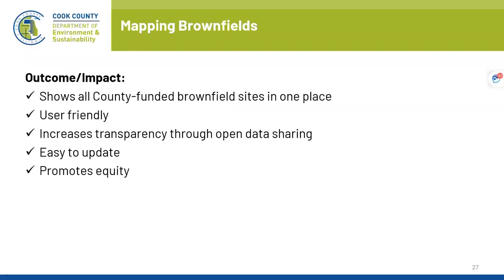Getting toward the end here, what's the outcome and impact? This shows all county-funded brownfield sites in one place. Rather than having it divided over multiple tabs, you can really see the distribution of the different sites that we've worked on and where they are geographically distributed in the county. We think it's user-friendly, a little bit easier to use than version 1.0, and it also includes instructions and translation options.